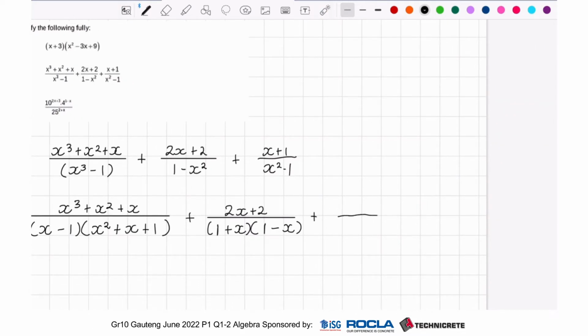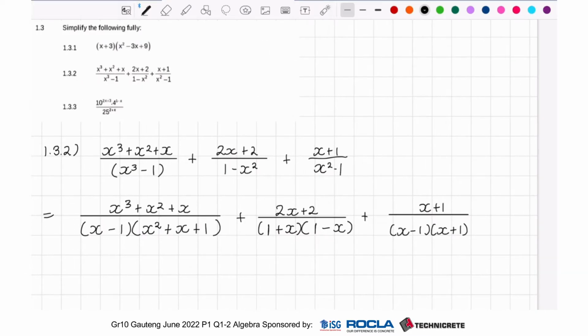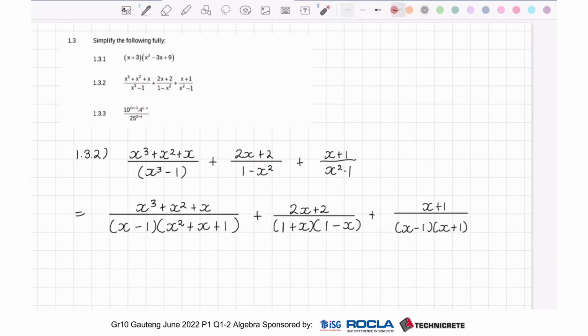And then for the last one, I've got the difference of two squares again. So this time I'm going to have x minus 1 and x plus 1 in the denominator, and my numerator stays the same. Then for my next step, before I continue with getting a common denominator, I see that I can simplify all of these fractions and make them easier to work with.